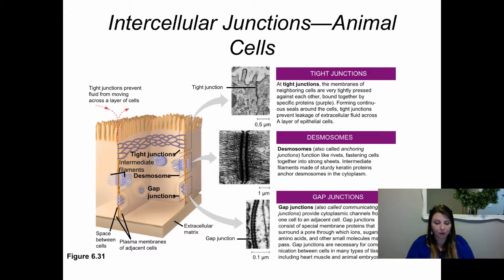Then we have desmosomes, and this is where cells are anchored to one another, and you're going to find these in keratin and the hair and your nails. Then we have gap junctions, and these are communicating junctions, and they have special proteins, and they surround a pore. So this allows ions, sugars, amino acids, anything to go from one cell to another.